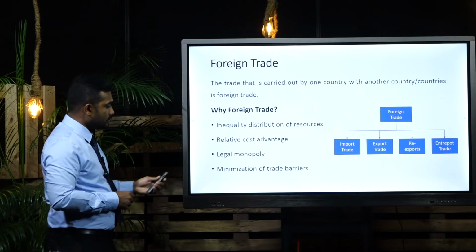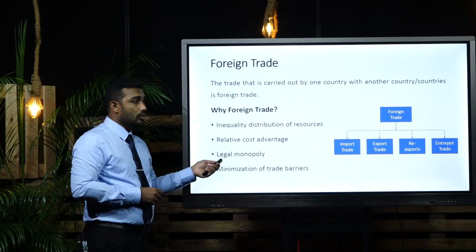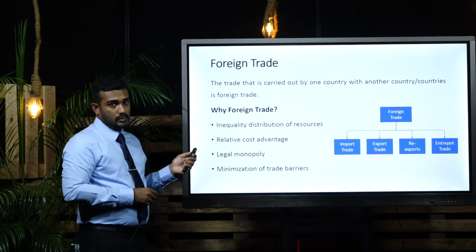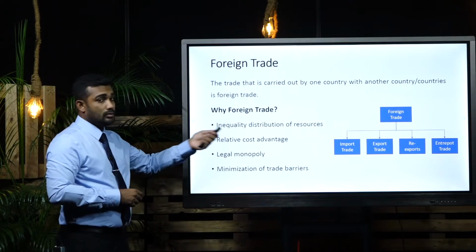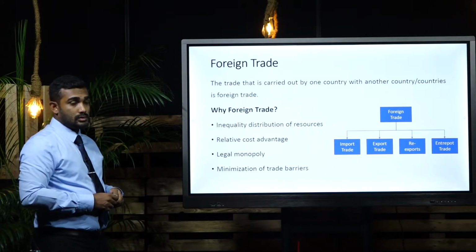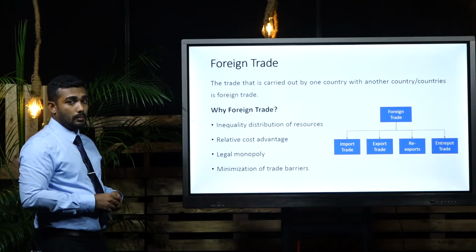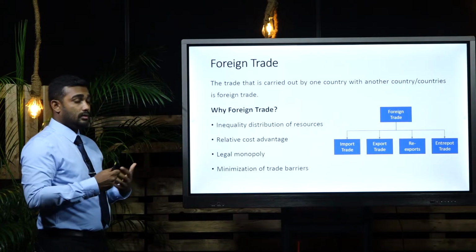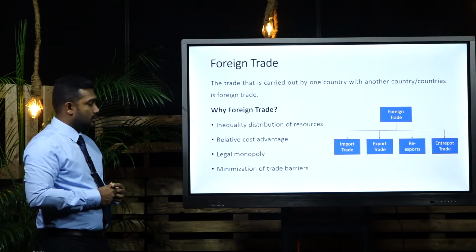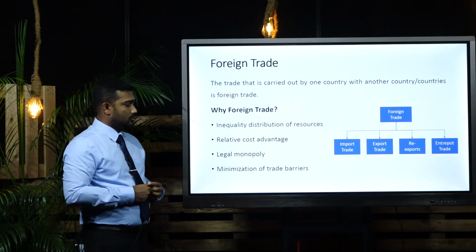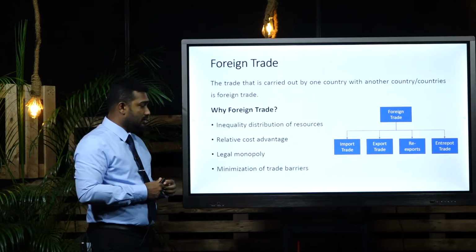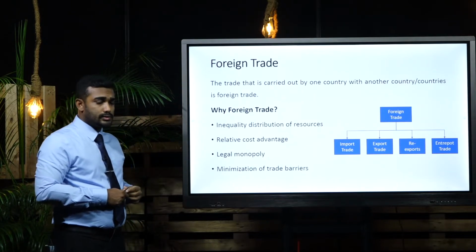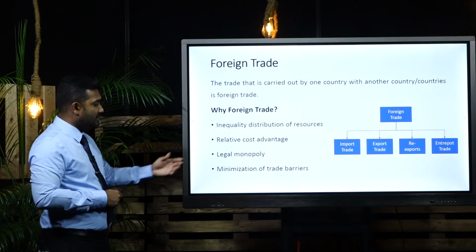There can be legal monopolies. Some countries are holding them. You know that most of the high-tech products, those companies established in those countries, they are having the patents.